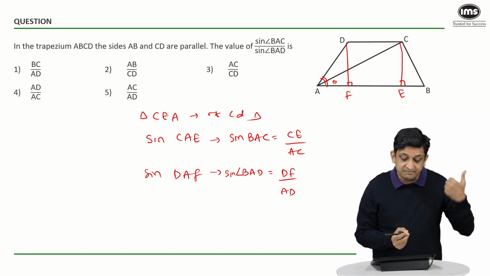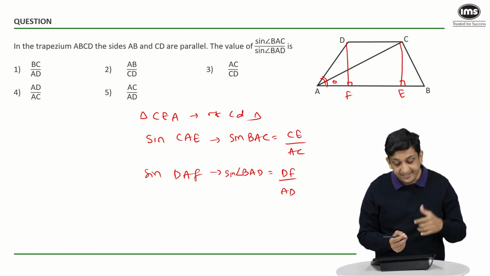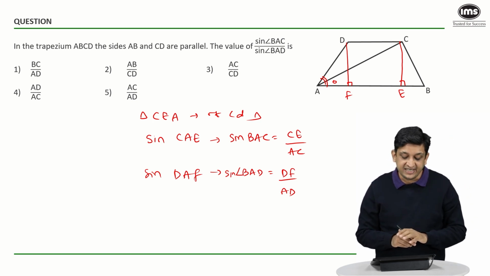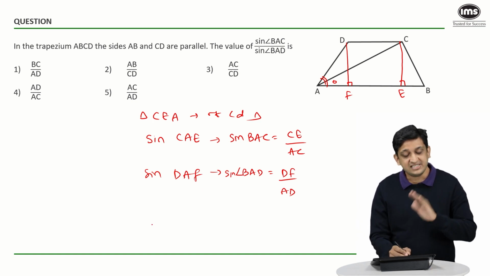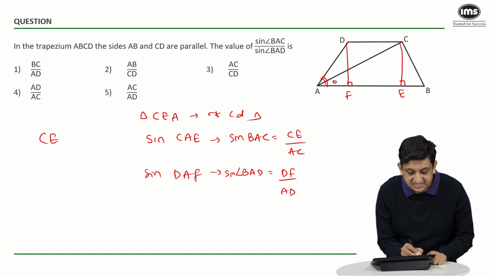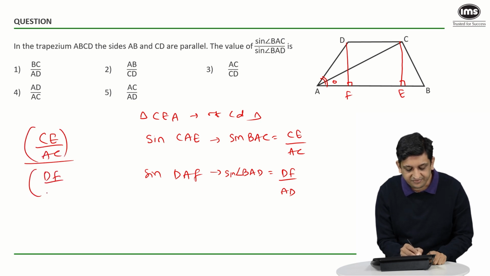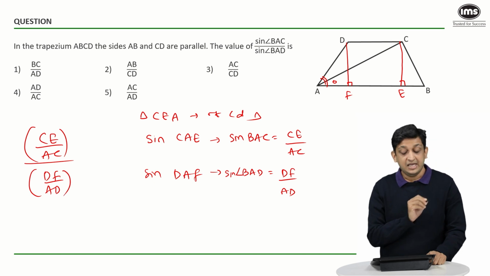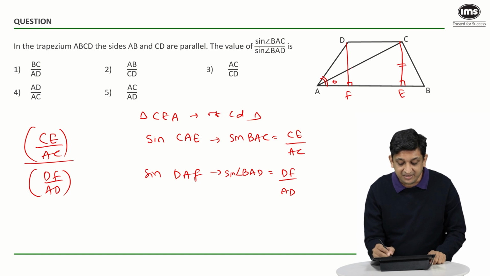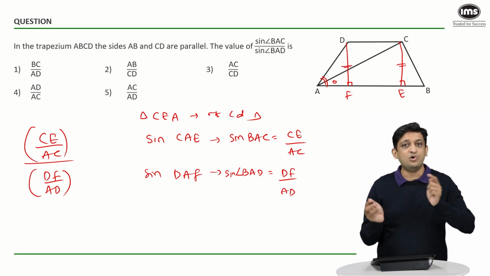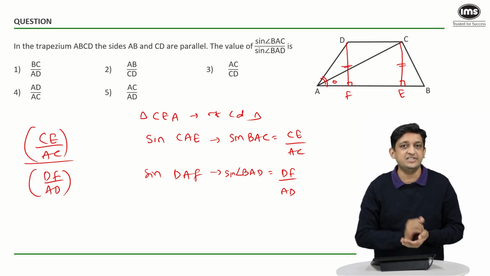So I know sine BAC is CE upon AC. I know sine of angle BAD is DF upon AD. From the question, sine BAC upon sine BAD is going to be CE upon AC divided by DF upon AD. But we can see here that because this is a trapezium, CE will be equal to DF because both of them are nothing but the height of the trapezium.